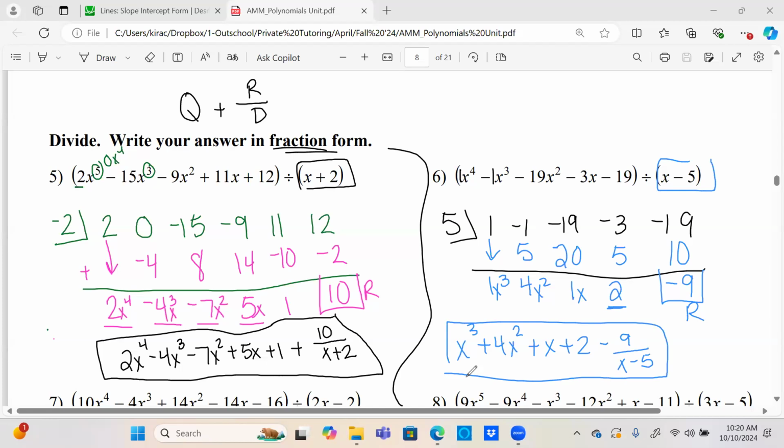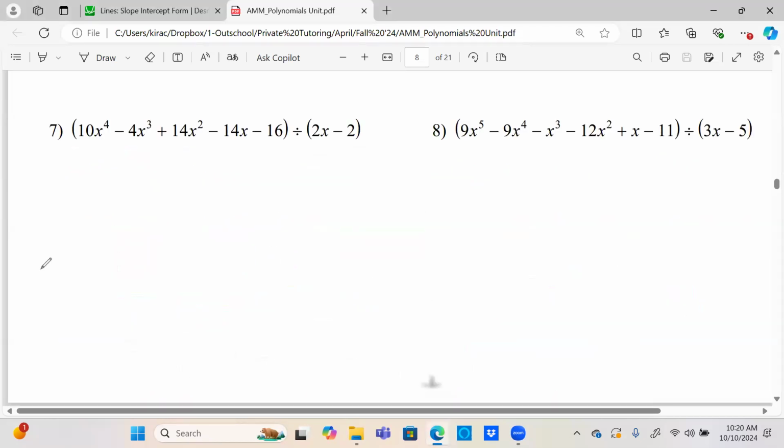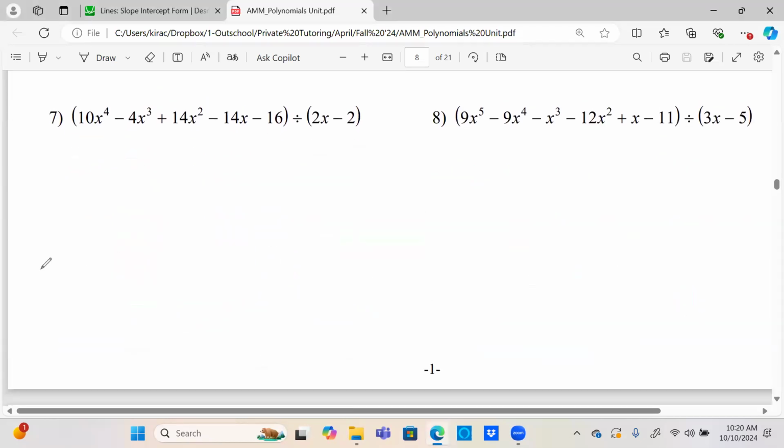Now 7 and 8 on this page here, we cannot do synthetic. So we will go long division. Looking at 7, why can't we do synthetic, by the way? This is a 1, but this is not. So synthetic will not work out here. So we'll just do long division, divisor on the outside, big function, big dividend in the box, or in your house, if you will.